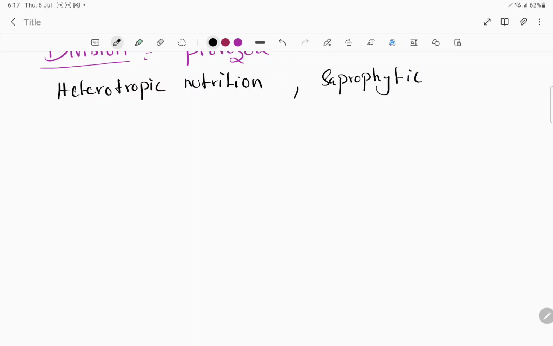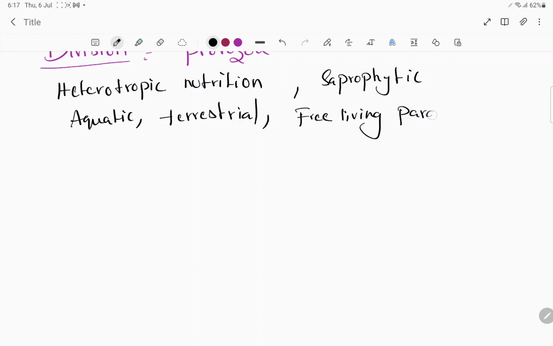Protozoans may be aquatic, terrestrial, free living, or parasites. They are generally solitary but form colonies also. They are microscopic. The body is covered with a delicate membrane called pellicle. They exhibit protoplasmic grade of organization with many nuclei.